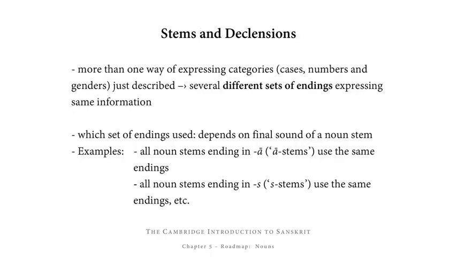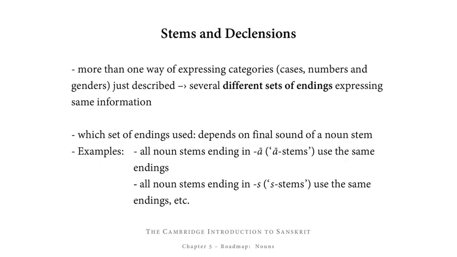Unfortunately, what we just saw is made a little more complicated by the fact that there is more than one way of expressing these different categories that we just described. So more than one way of expressing the different cases, numbers, and genders. And these different ways are basically different sets of endings expressing the same kind of information.